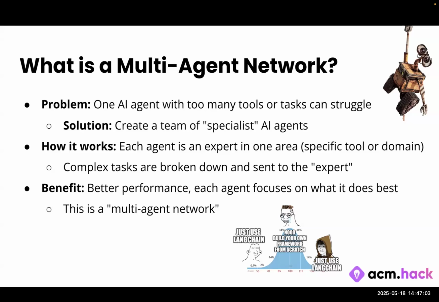That way each task will be able to be done more to its full potential. And how it works is that each agent is an expert in one area specific to a domain that you define. So for example, if I'm doing research, I can have one agent do the research and one agent evaluate my research. That way I'm not overloading one model with all my information. The benefit of this is that you get better performance, and each agent focuses on what it does best, and you will ultimately usually come out with a better product. And we call this a multi-agent network.